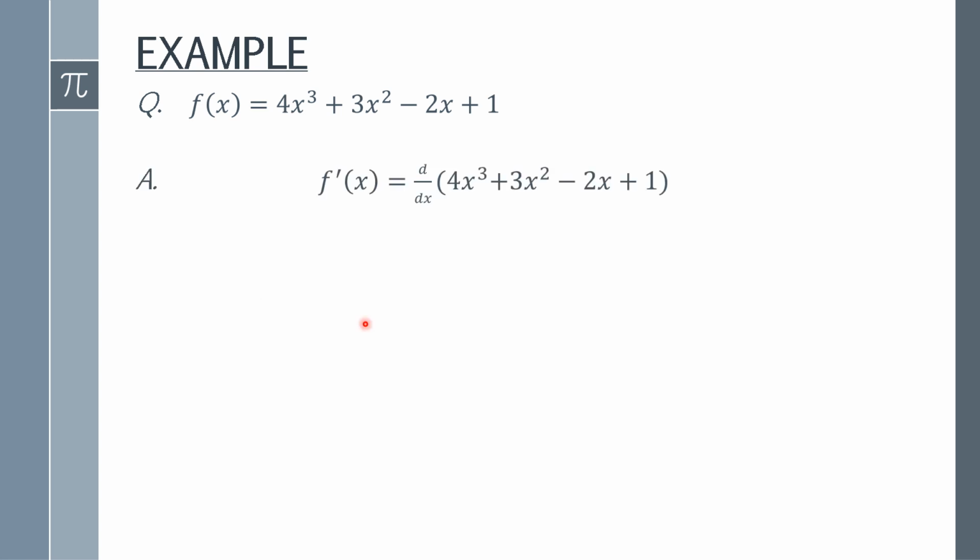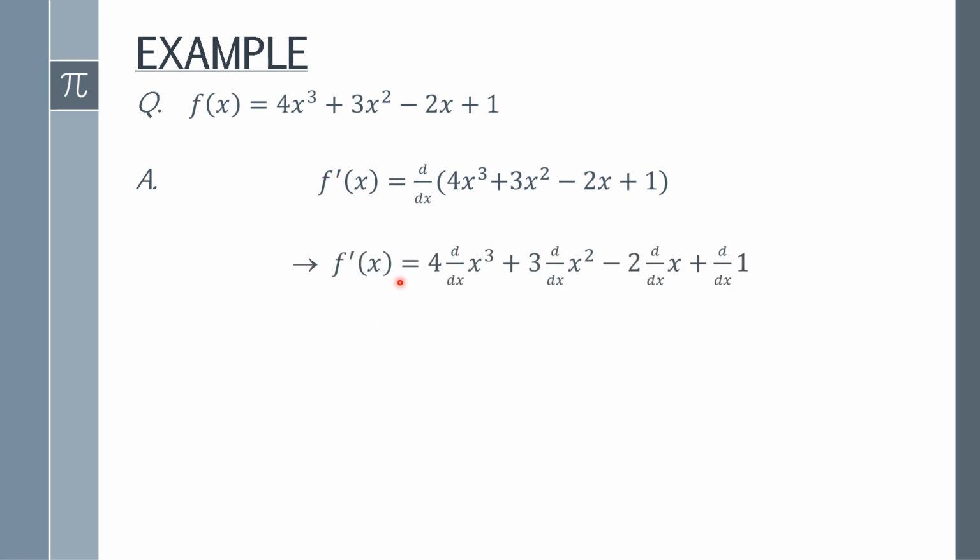This is a derivation example which uses a few of the rules of derivation discussed in the previous slide. Here f of x is equal to 4x cubed plus 3x square minus 2x plus 1. We apply the derivative to the whole equation in order to get the derivative f dash of x.